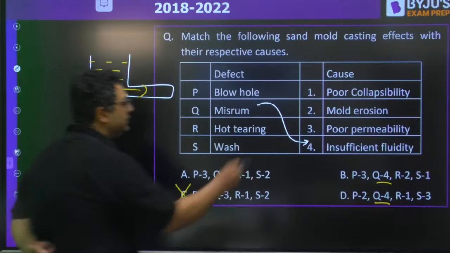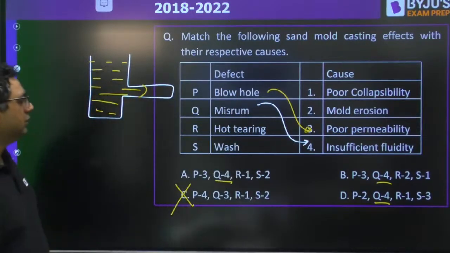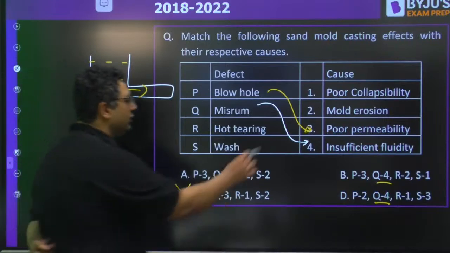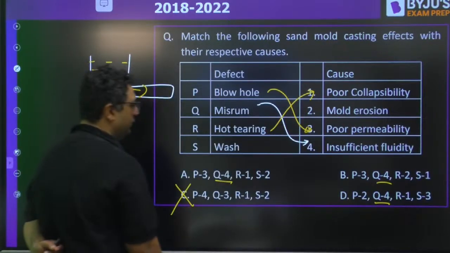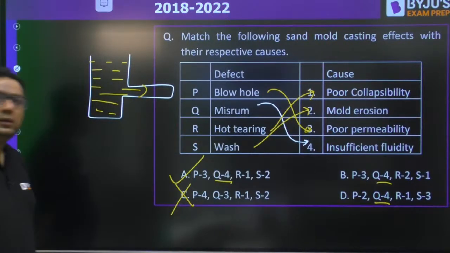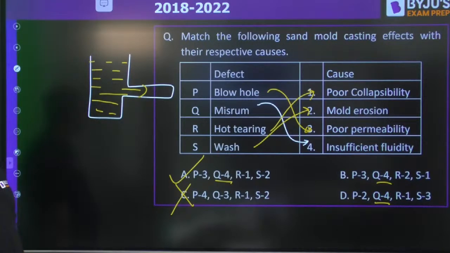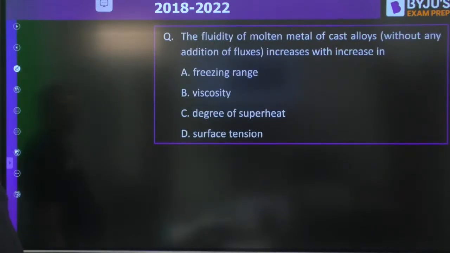Poor permeability is related to the blowhole. Poor collapsibility, mold erosion. Is it clear for everyone? Wonderful, guys. A is correct. Moving further, guys.